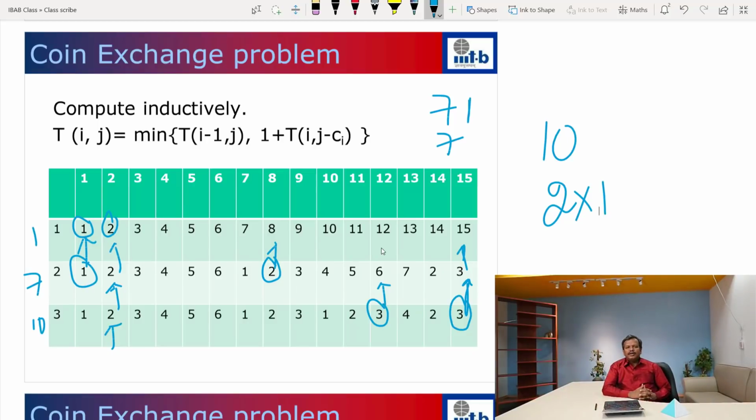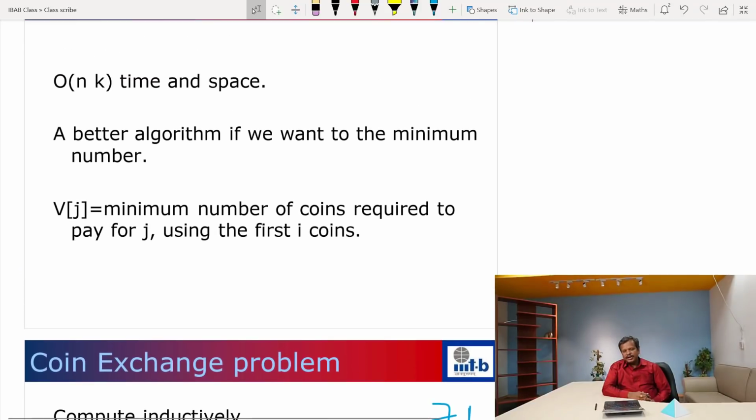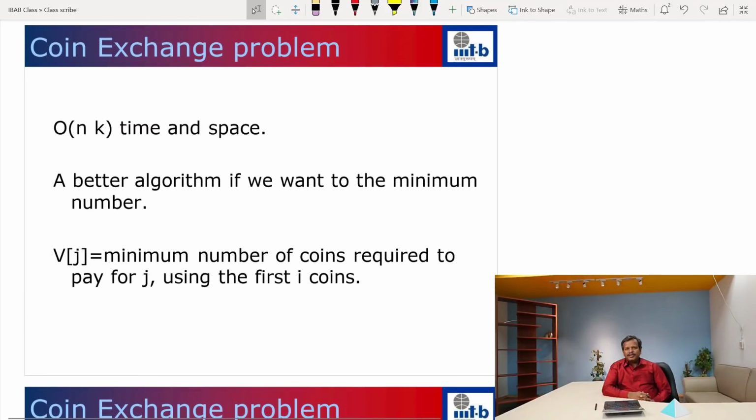So far we have seen an order nk time and space algorithm to solve the coin exchange problem. So this problem also helps us to see which coins I need to use to pay for n. But can there be a better algorithm if I just want to know the minimum number of coins, right? So we can define a one-dimensional table, which is v of j is equal to minimum number of coins required to pay for j using the first i coins. i is not explicit here, we are not using i explicitly, but the definition is that i will be implicit when you write the program, right?